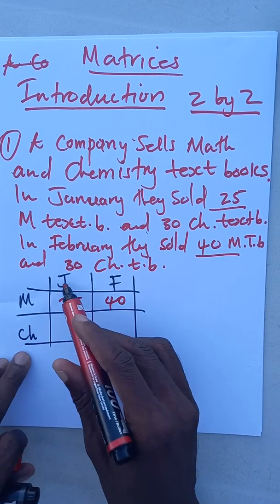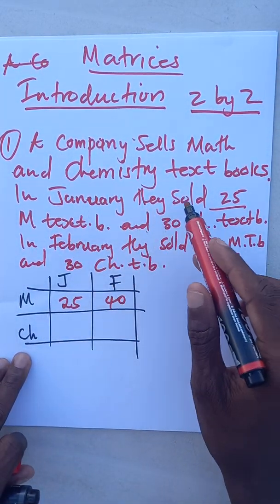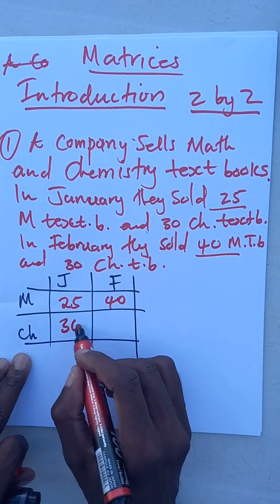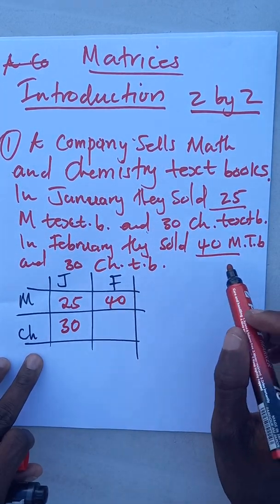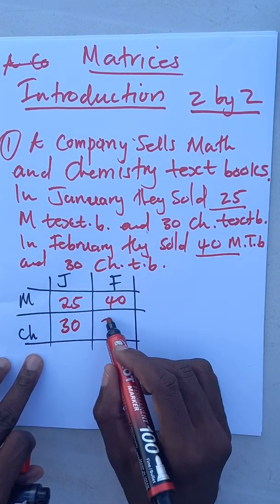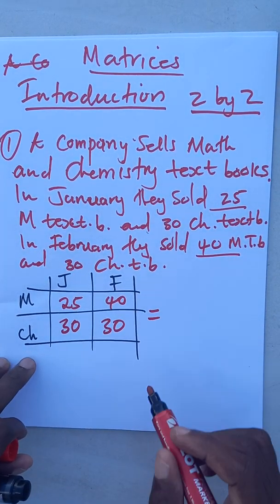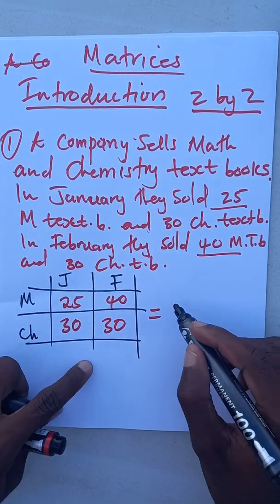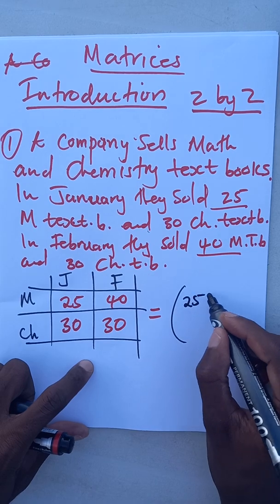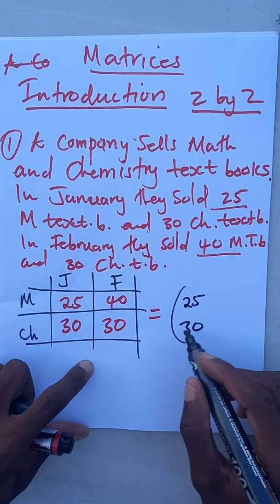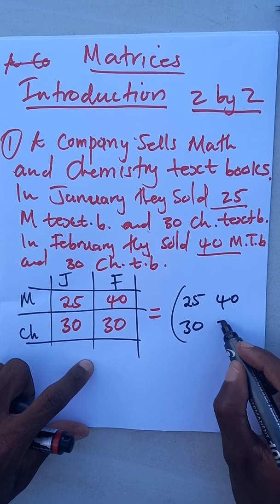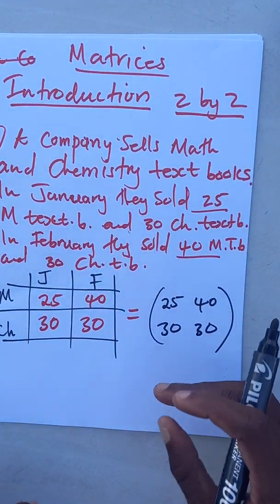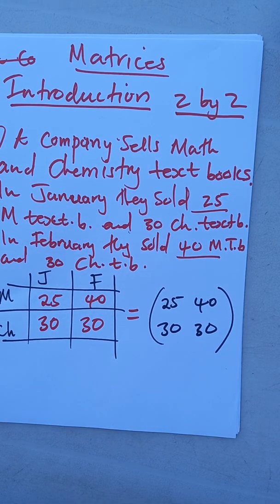So chemistry in January they sold 30, and in February they sold 30 again. So therefore this can be written as, I just have to pull out those numbers, then I write them in the format of 2 by 2 matrices: 25, 30, 40, 30. So this is how you represent data in a matrix format.